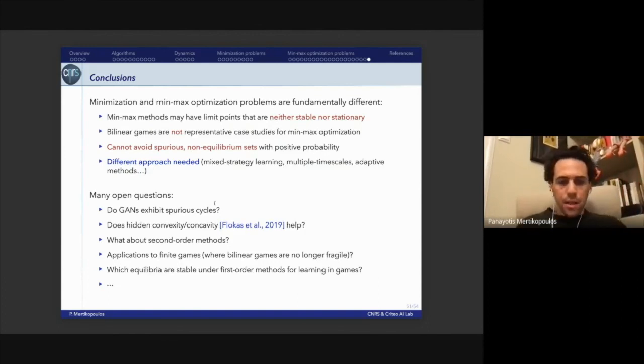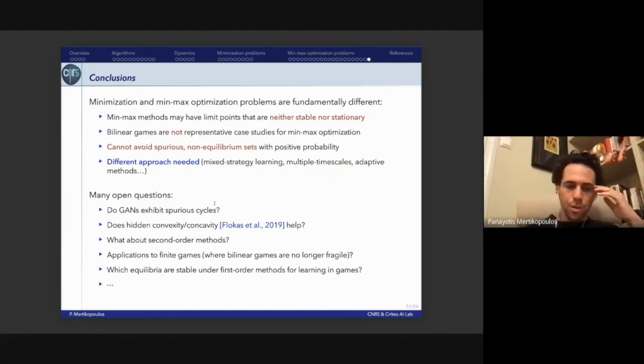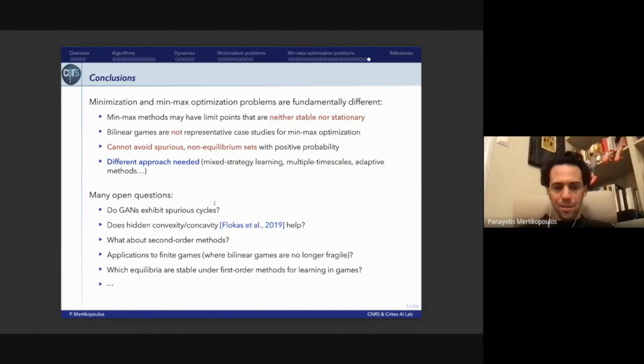And of course, some open questions. One question is whether this type of behavior arises in GANs. I don't have an answer to this. Whether some new structure, some hidden convex-concave structure, as in the paper by Flokas and co-authors, can help in this regard, or if you need to go to second-order methods, etc. But there are already a good number of questions, so I'll stop here and be happy to take more questions.